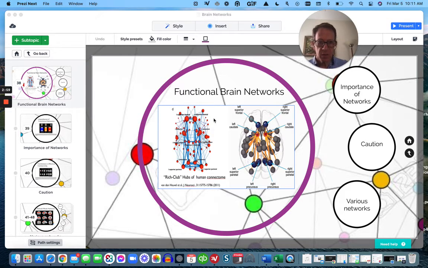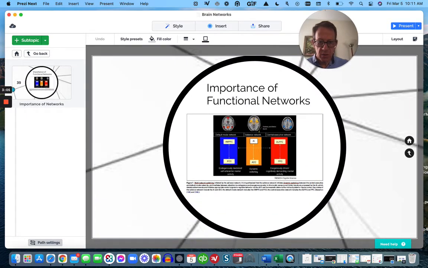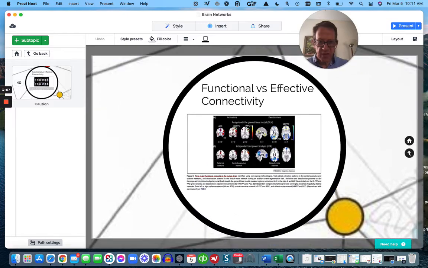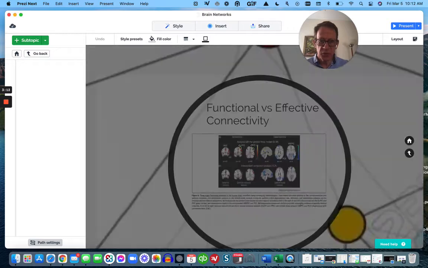And let me just see if I have a different picture of that. Yeah, we'll get into its function in a second.